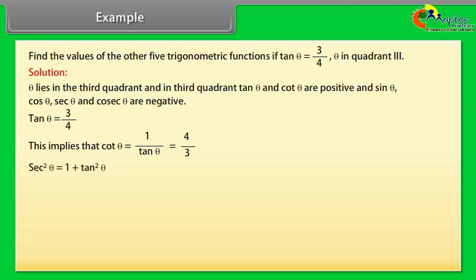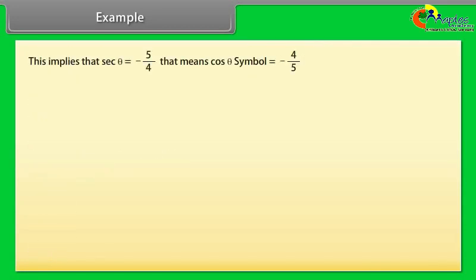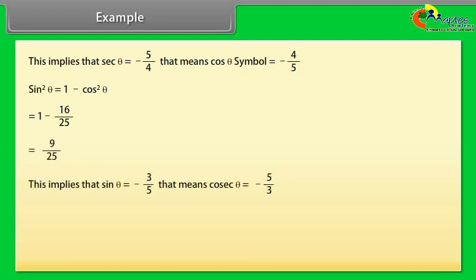Sec²θ = 1 + tan²θ = 1 + (3/4)² = 1 + 9/16 = 25/16. This implies that sec θ = −5/4. That means cos θ = −4/5. Sin²θ = 1 − cos²θ = 1 − 16/25 = 9/25. This implies that sin θ = −3/5. That means cosec θ = −5/3.